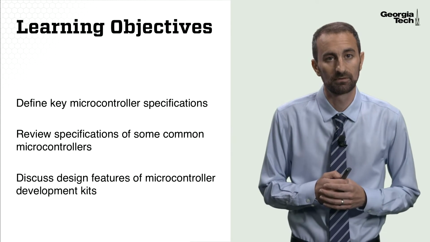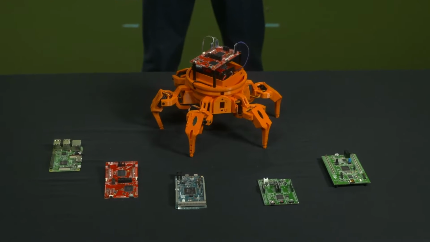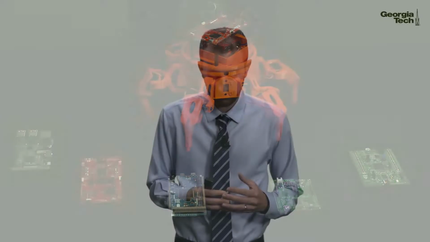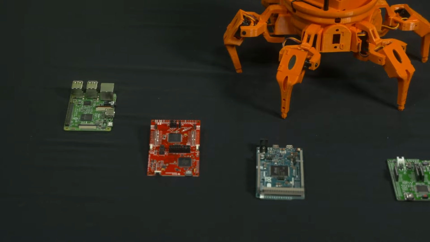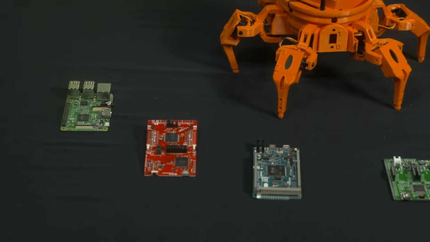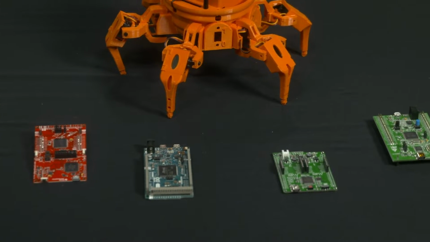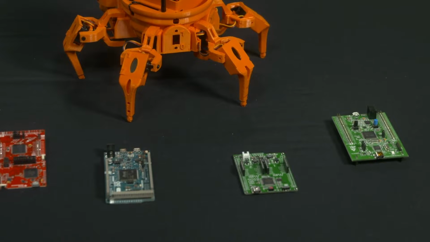Here we have 4 microcontroller development kits that you can buy commercially. Each of these different microcontrollers has different memory characteristics, different word size characteristics, different numbers of input-output ports, etc. So it's important to understand the different types of specifications that a microcontroller has, and then which specifications are important for a particular application. And those are some of the things that we're going to talk about in this lesson and going forward as well.